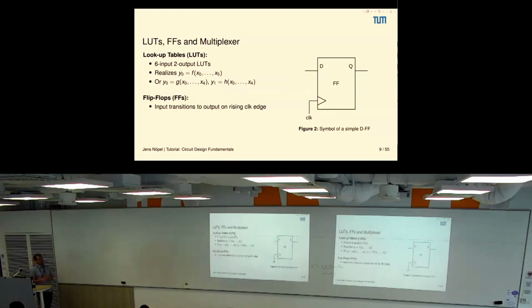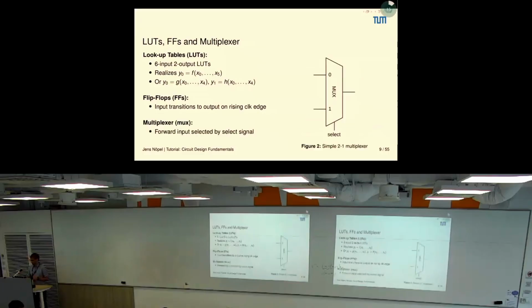Then on an FPGA, you also find storing elements, so flip-flops, which are sensitive to the rising clock edge, and store the data if they see a rising clock edge. Then there are multiplexers, which select which line to forward to the output. If the select is 0, the first signal is forwarded. If select is 1, the second one is forwarded.